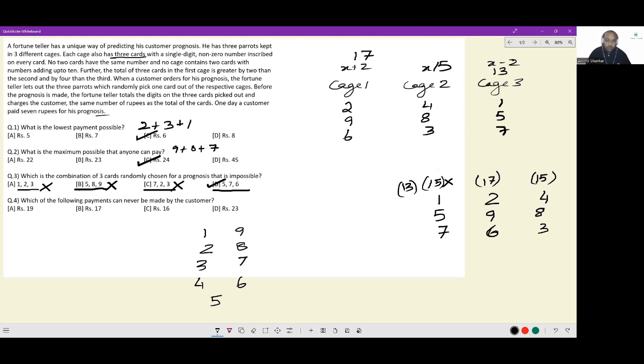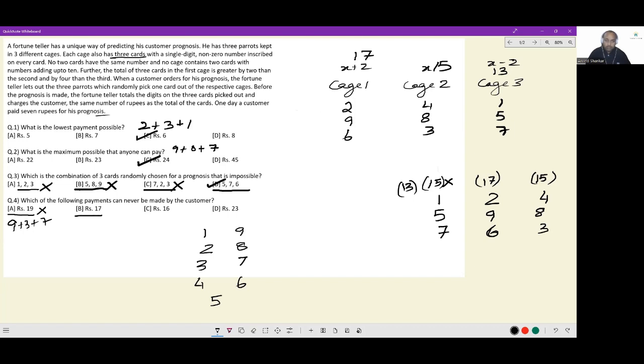Last question. Which of the following payments can never be made by a customer? Can never be made by a customer. Let's see, for rupees 19, can I get 9 plus 3 plus 7? 9 plus 3 plus 7 can get me to 19. So this is a possible payment. So this cannot be the answer.